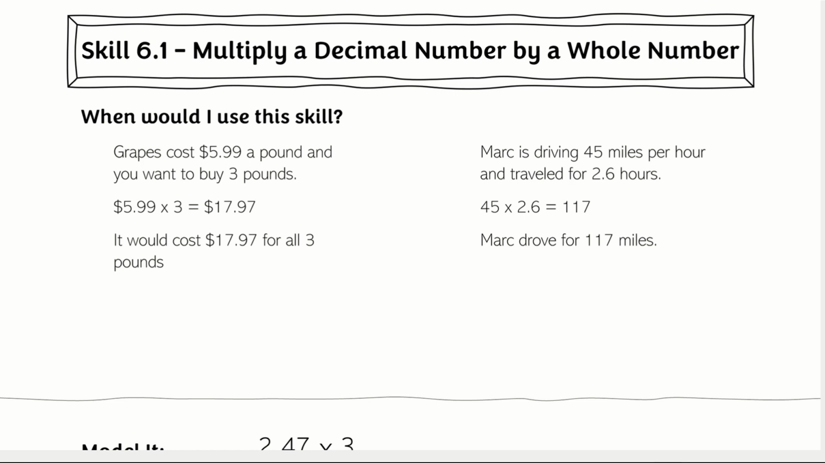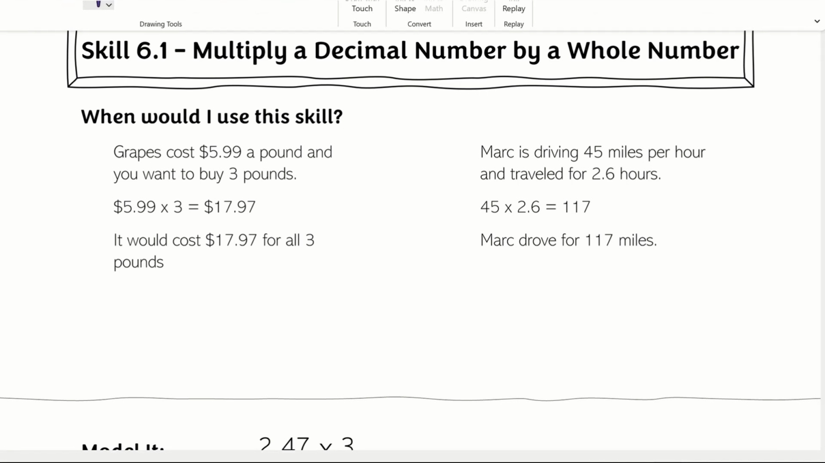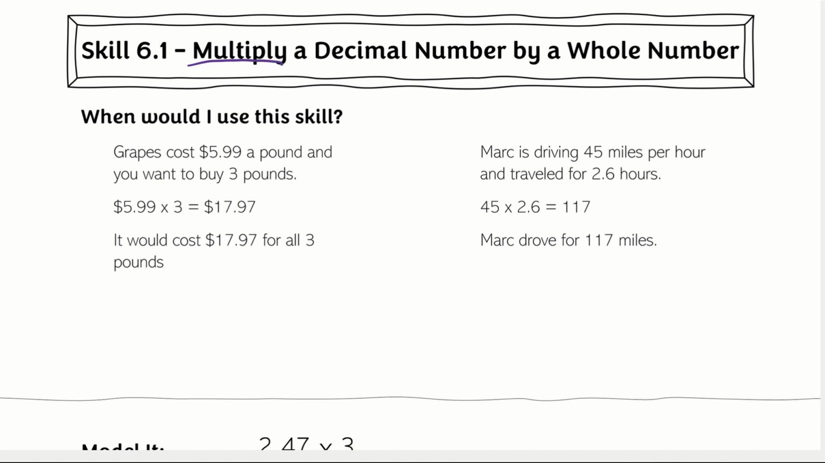Welcome to Skill 6.1. In this skill, we will practice how to multiply a decimal number by a whole number. Let's do some boxing to really make sure we know what this skill is having us do. We're going to be multiplying, which is a skill you already have, but for this one, I'm going to multiply a decimal number by a whole number. So let's start off by asking ourselves, when would I even use this skill? What is this skill going to help me do?